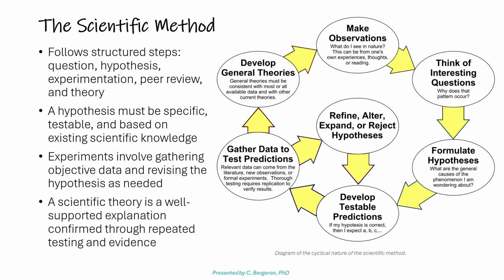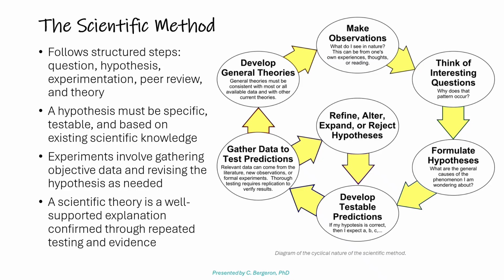And once you do that, you run your experiments as objectively as possible. You analyze your results, and from those results, you come to a conclusion and try to derive a theory. A theory is basically something that can be applied to many different situations.